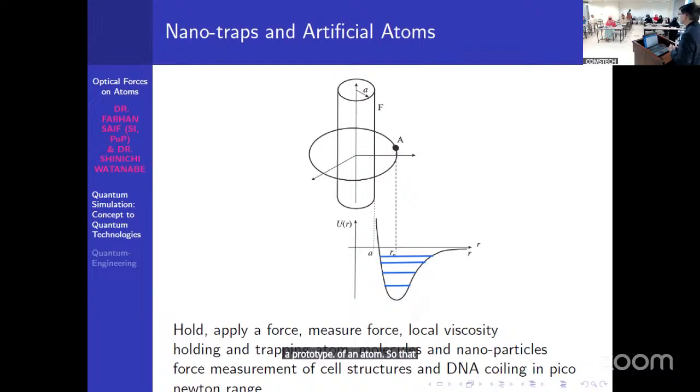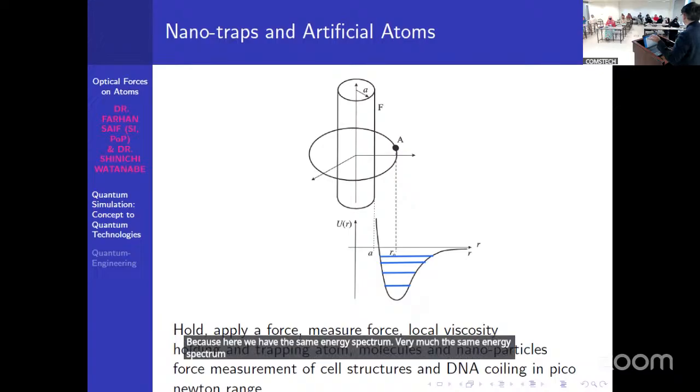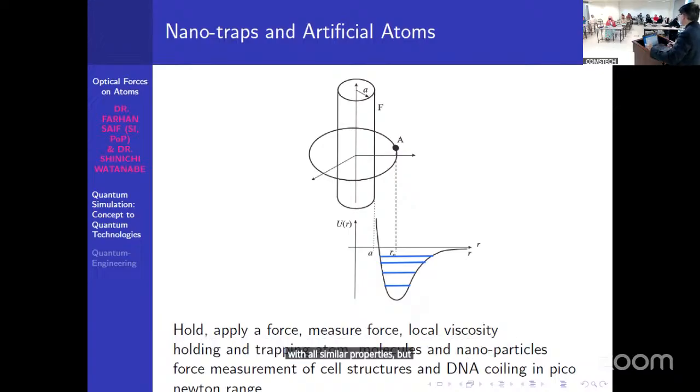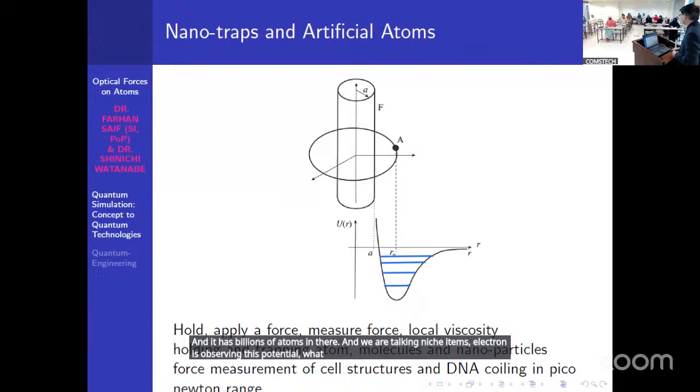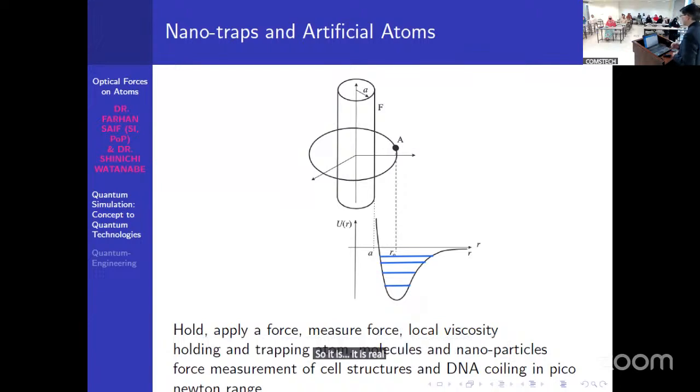So that's why we may say this is an artificial atom, because here we have very much the same energy spectrum, and a continuum with all similar properties, but at a very large scale, because this optical fiber is composed of dielectric material, and it has billions of atoms in there. And in each atom, the electron is observing the potential that we see here. So it is realizing the same atomic behavior which is seen by an electron at a very different scale. So we can say it is an artificial atom.